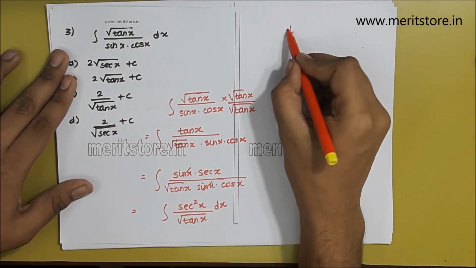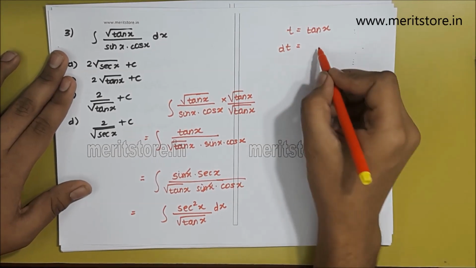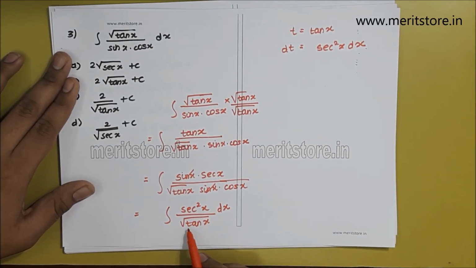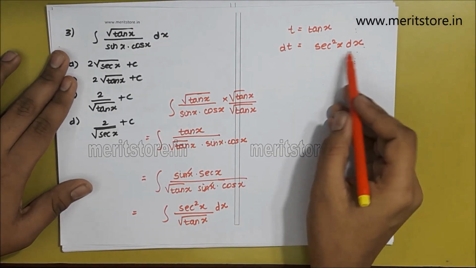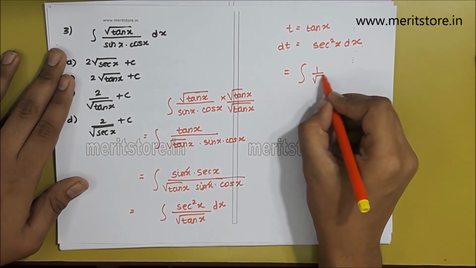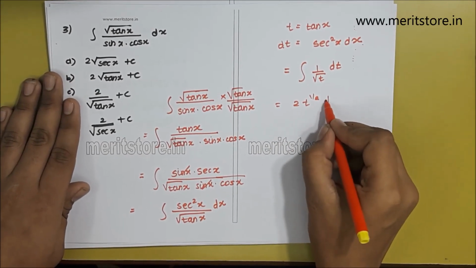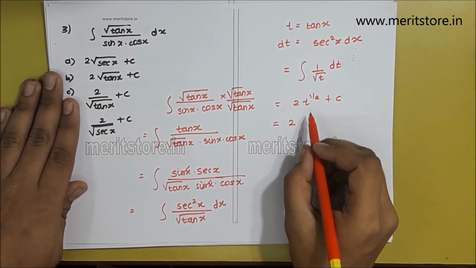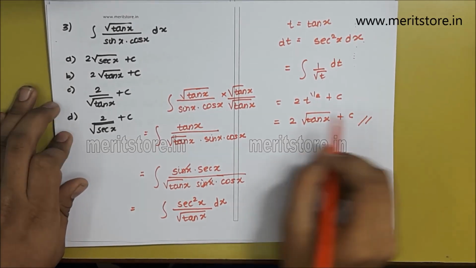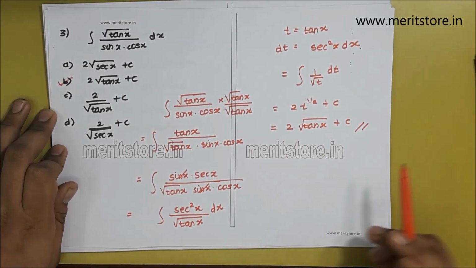Now we can substitute t is equal to tan x. Differentiating both the sides, we get dt is nothing but sec square x dx. Now we know value for t is nothing but tan x and sec square x dx is nothing but dt. So resubstituting the values, we get integration of 1 upon root t dt. So that is 2 t raised to 1 by 2 plus c. Value for t is tan x, so it is 2 square root of tan x plus c. That is option B. 2 root tan x plus c is the correct answer.